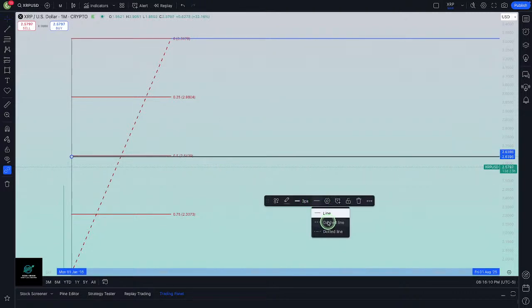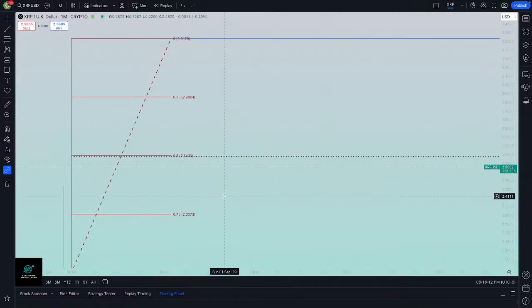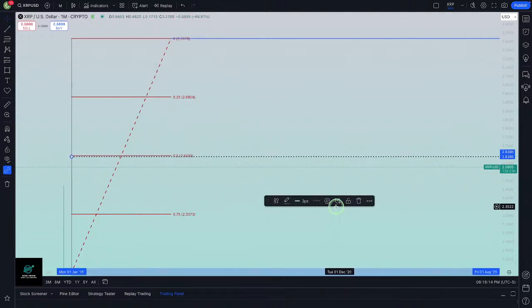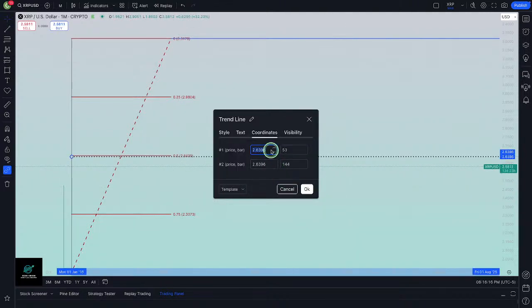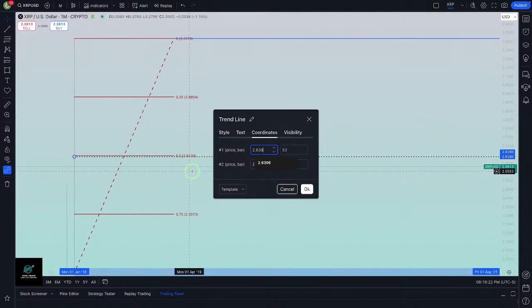I like to make it dashed or dotted. I got to recalibrate it because I didn't calibrate it right. 64.39.